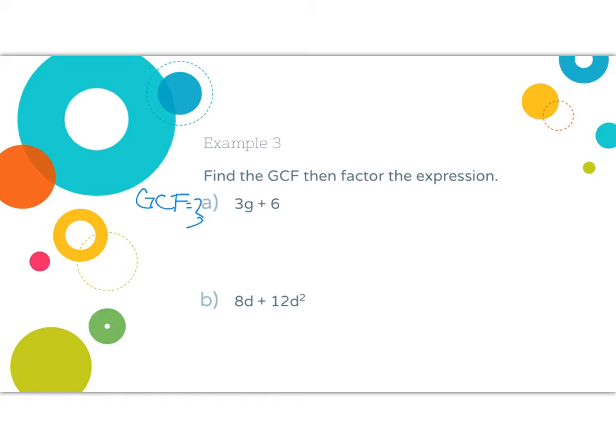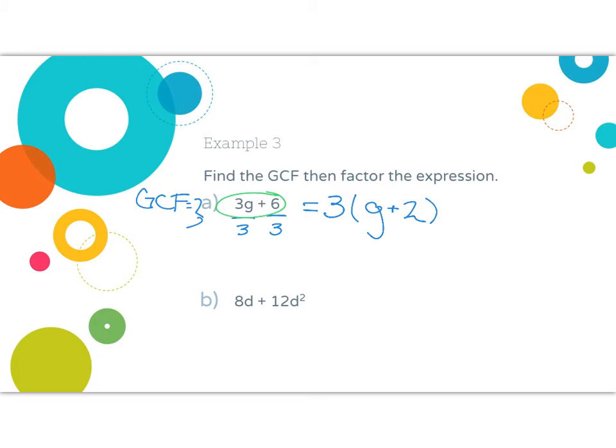Okay, so that means I could divide both of these terms by 3. So this will be equal to, all right, let's divide each by 3. Our greatest common factor goes in front, and what is left from our division statement goes in these brackets here. So 3g divided by 3, we are just going to be left with g. 6 divided by 3, our next term, is going to be 2. So 3 times g plus 2 is still equal to our original statement of 3g plus 6.